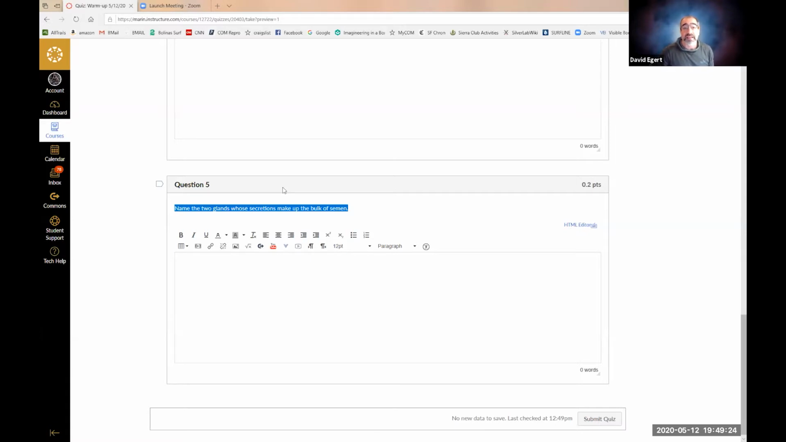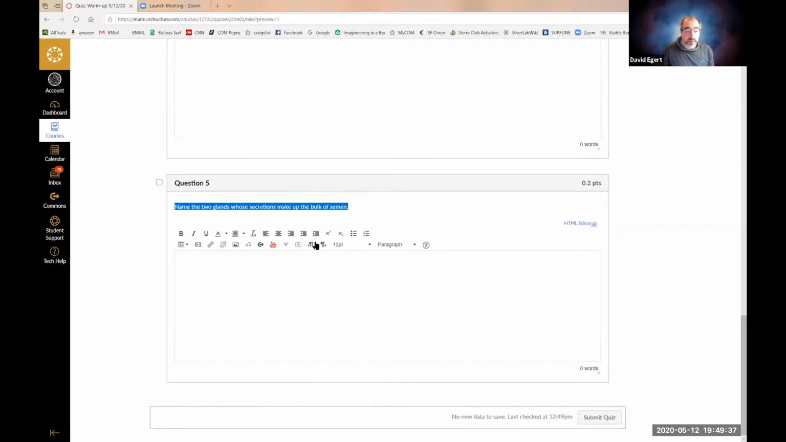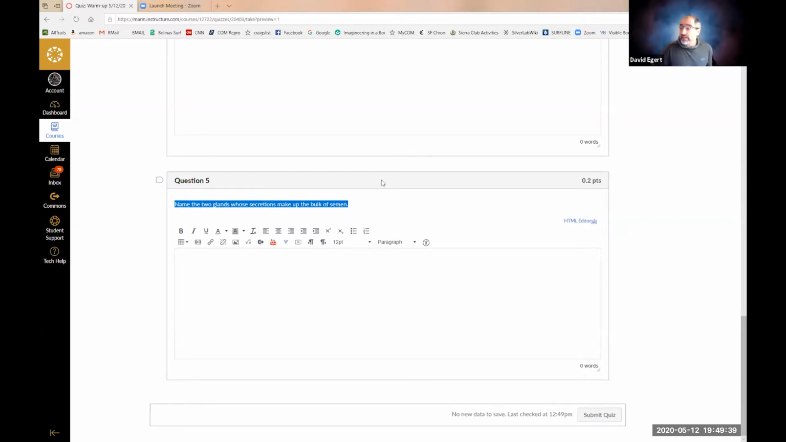Again, when a guy has a vasectomy, male sterilization, you cut the vas deferens, you're not adding in any sperm, but it still looks like the same fluid that's coming out. So that is our little review of the male.